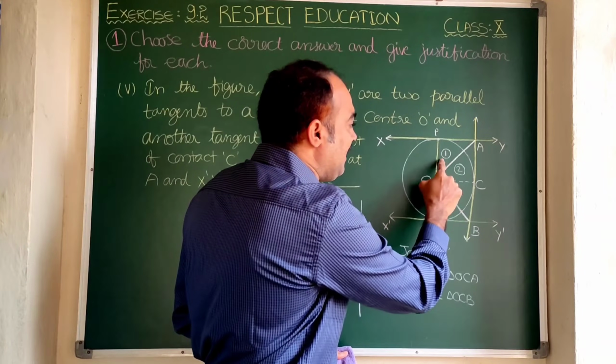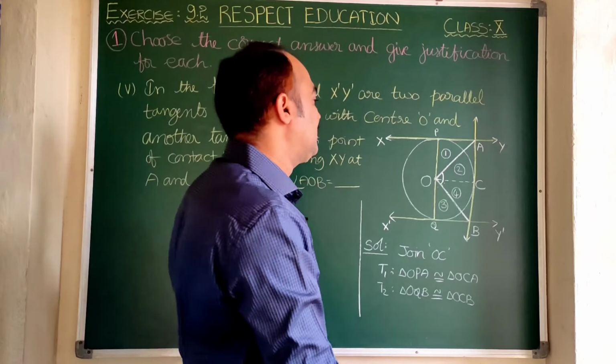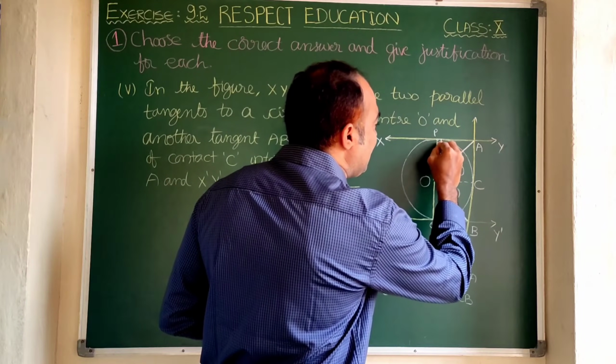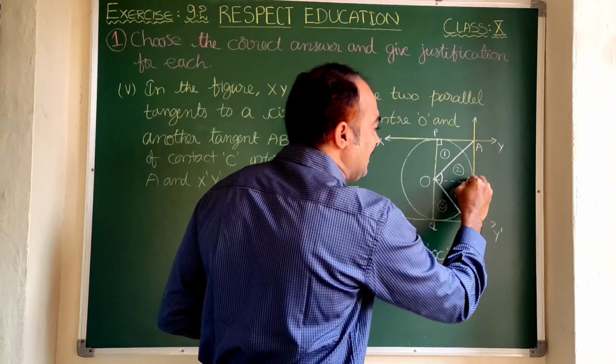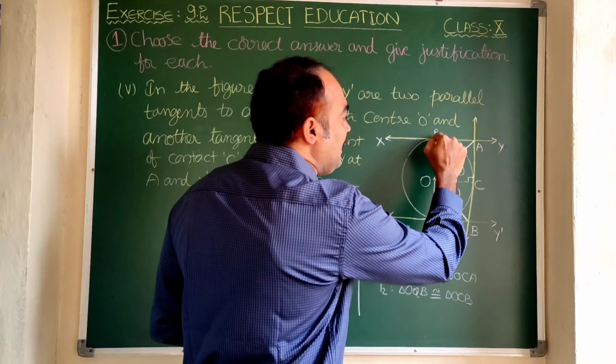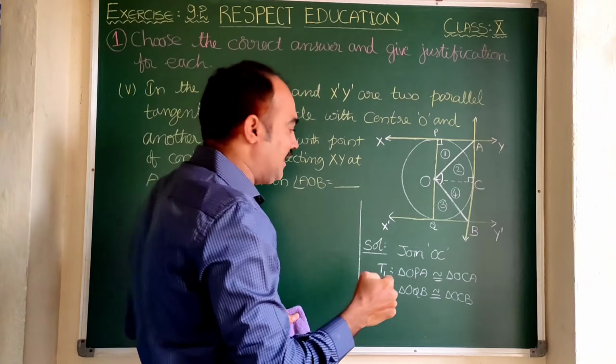Triangle 1 and triangle 2, these two are to be congruent. Let us see what are the different ways in proving that. Here you observe, in this triangle angle P is 90, in this triangle angle C is 90. The reason is that here the angle between the radius and the tangent at the point of contact is 90 degrees, right?